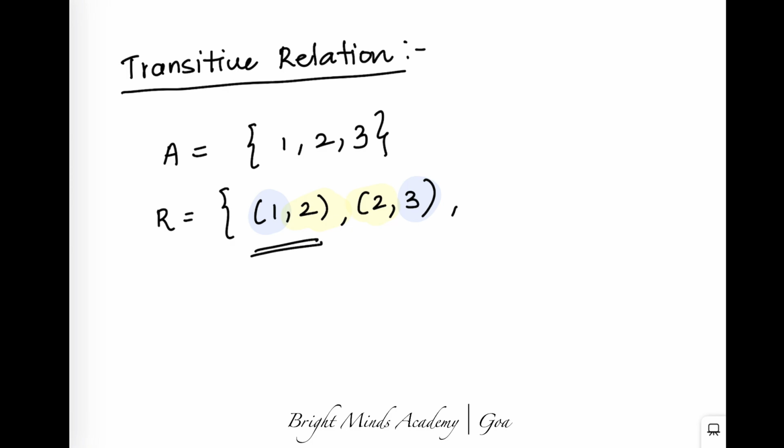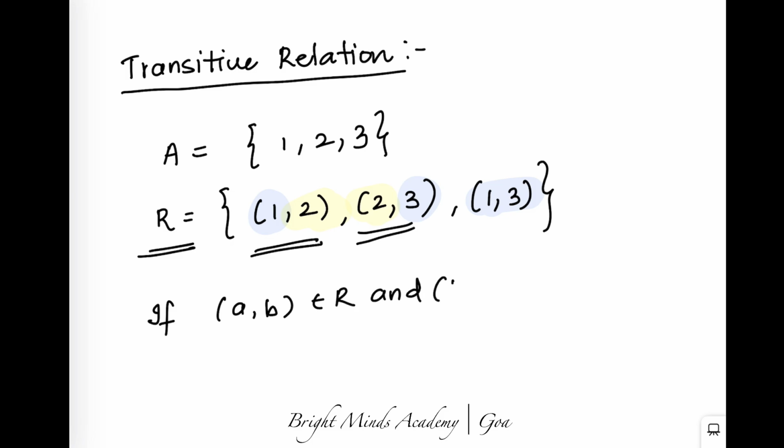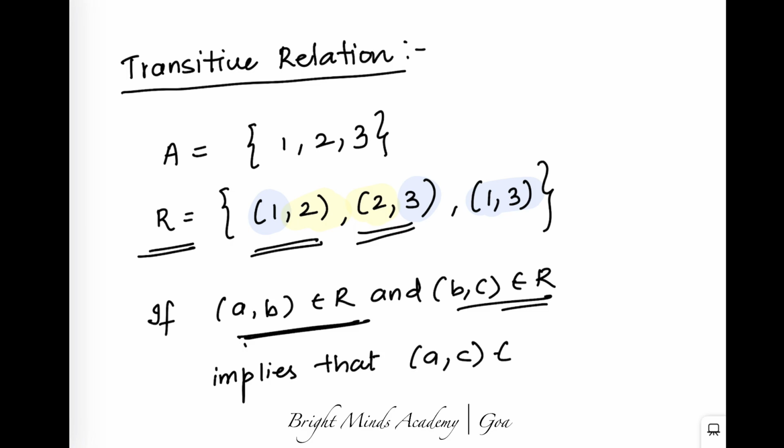So if 1 comma 2 belongs to relation R, and 2 comma 3 also belongs to relation R, then if you want this relation R to be transitive, 1 comma 3 has to be there. The moment 1 comma 3 is there, this relation is said to be transitive. So the definition states that if A comma B belongs to the relation R and B comma C also belongs to the relation R, then this implies that A comma C should also belong to the relation R, for all A, B, C belonging to the set A.